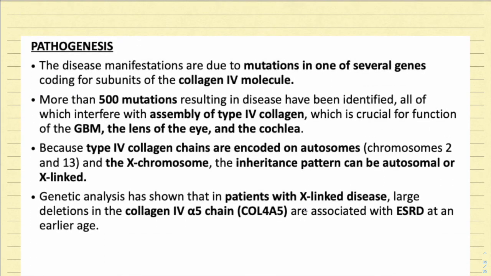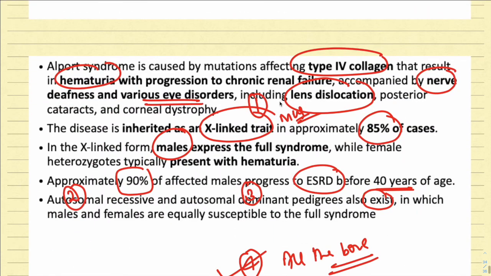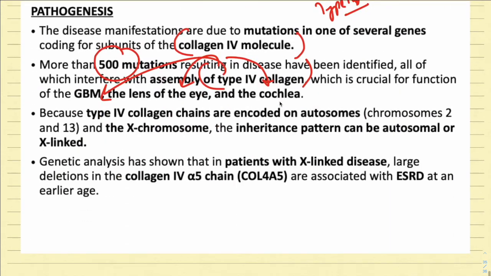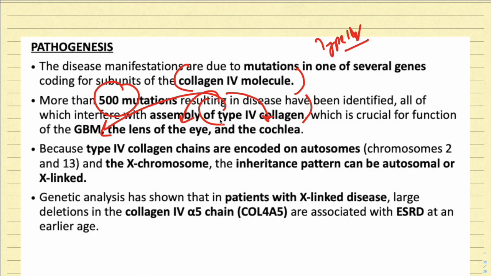Now the pathogenesis: as I already told you, there are mutations in one of several genes coding for the subunits of type 4 collagen. Type 4 collagen has various subunits, and one of them is involved. More than 500 mutations resulting in disease have been identified, all of which interfere with the assembly of type 4 collagen, and this collagen is important in the glomerular basement membrane, the lens of the eye, as well as the cochlea. That is why the syndrome is characterized by eye disorders like lens dislocation, cataract, corneal dystrophy, and by nerve deafness as well. Because the type 4 collagen chains are encoded on the autosomes and the X chromosome, the inheritance pattern can be both autosomal as well as X-linked.